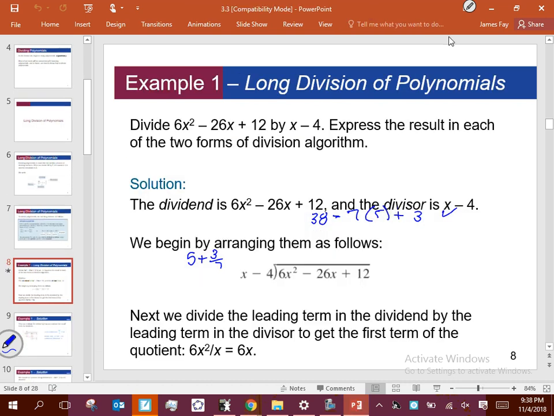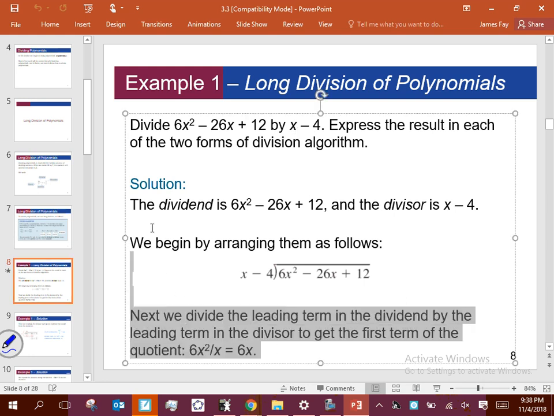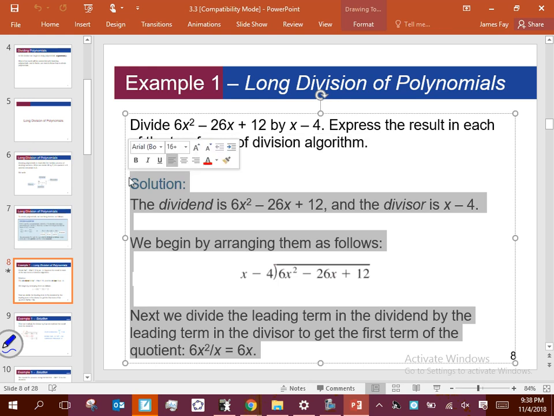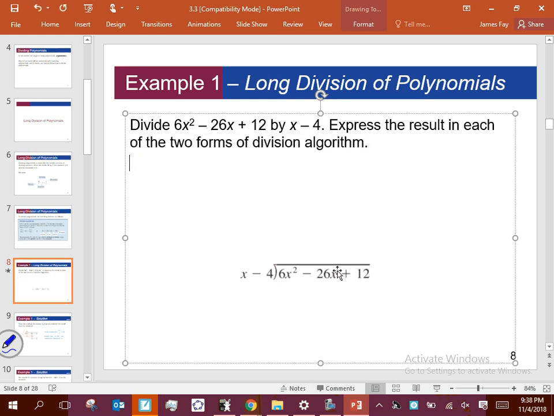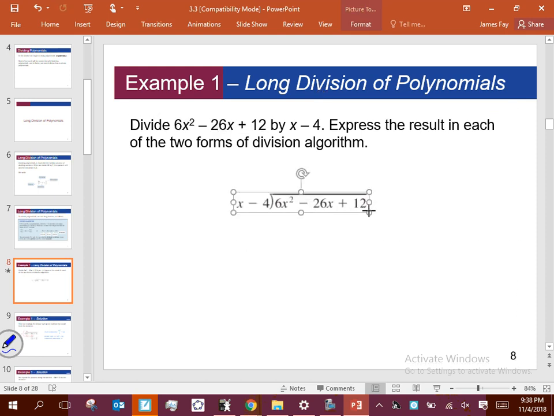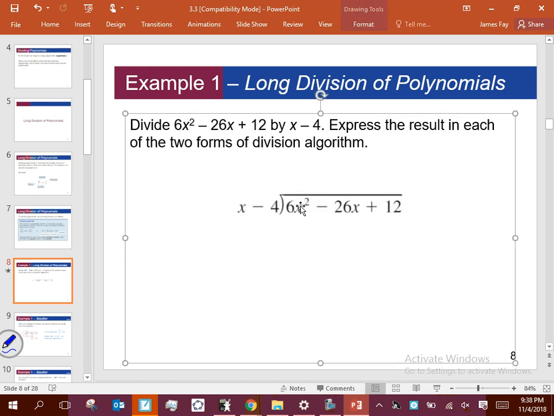Let's just get into doing this process and do some examples. It says divide 6x squared minus 26x plus 12 by x minus 4. Express the result in each of the two forms of the division algorithm. The first thing we've got to do with this, guys, is understand that we need to have our dividend in descending order, and if there are any variable terms that are missing, we want a placeholder. If you remember doing that in Algebra 2.